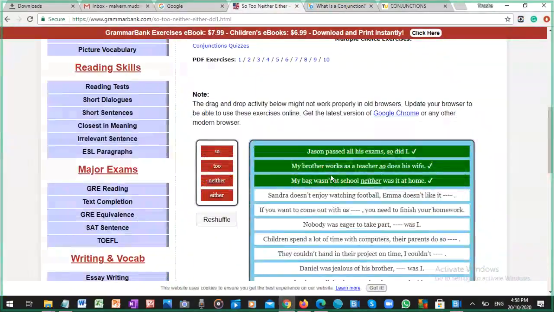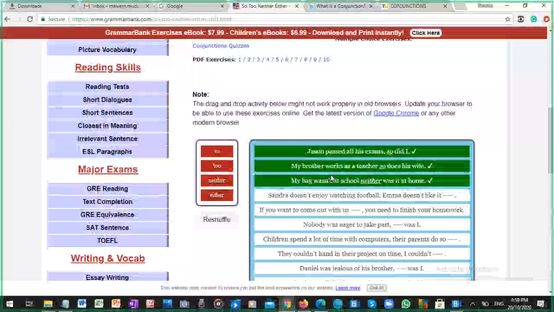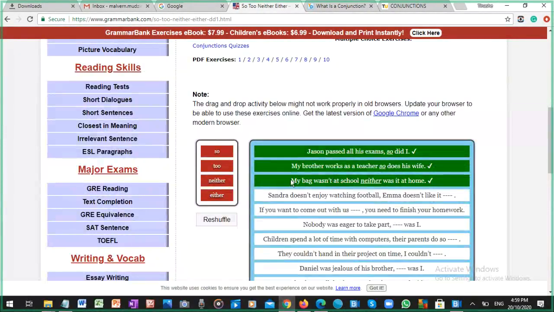Sandra doesn't enjoy watching football. Emma doesn't like it, dash. What do you think is the correct one? Teacher, can you repeat? Sandra doesn't enjoy watching football. Emma doesn't like it. Like it too? No, neither.